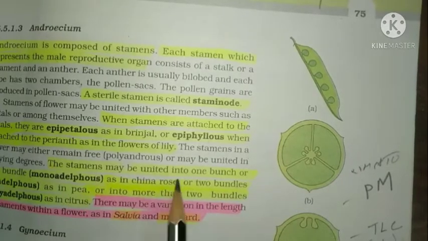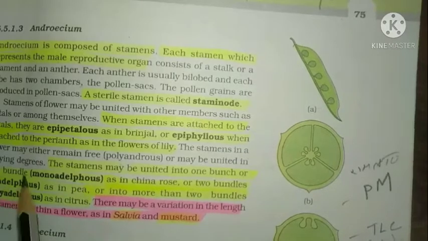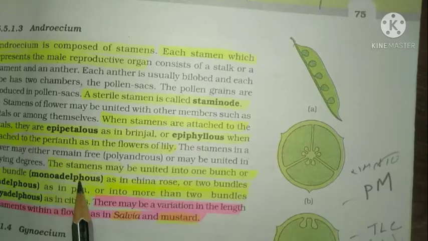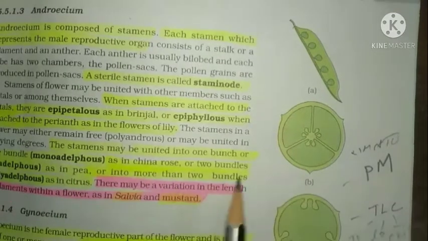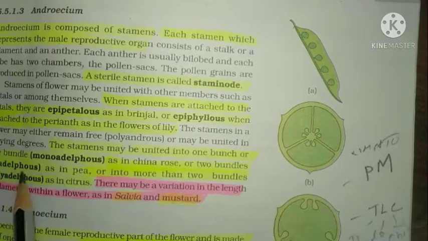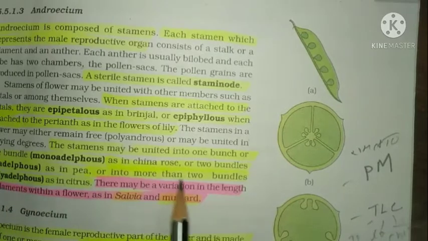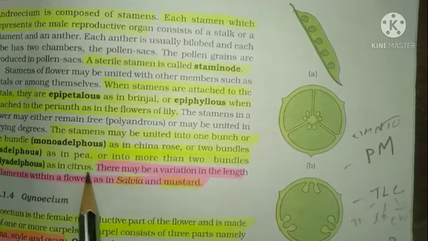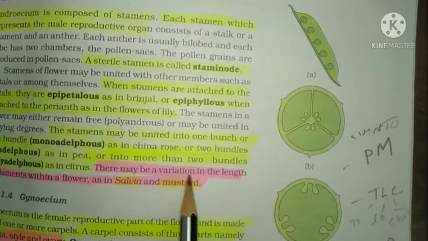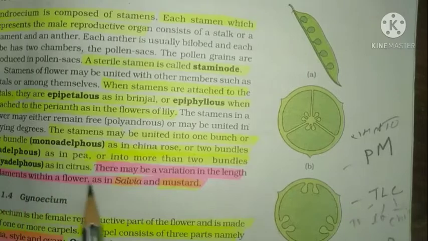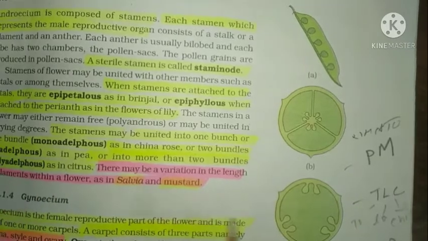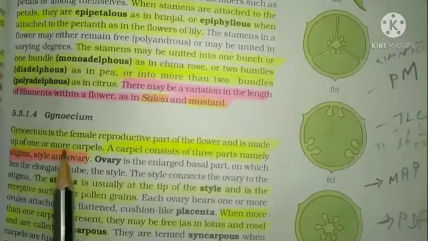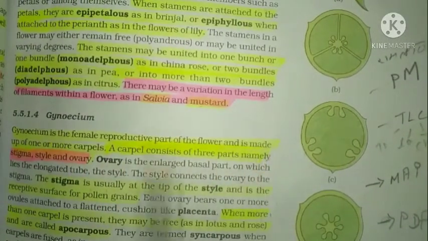The stamens may be united into one bunch or bundle, which is called monadelphous, as in China rose, or into two bundles, called diadelphous, as in pea, or into more than two bundles, called polyadelphous, as in citrus. There may be a variation in the length of the filaments within a flower, as in salvia and mustard.